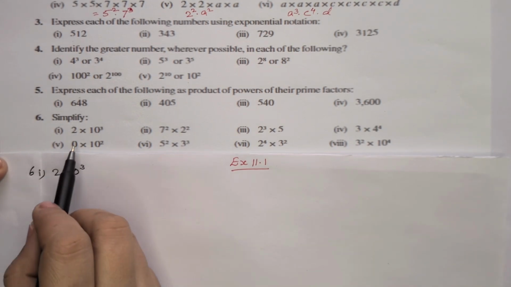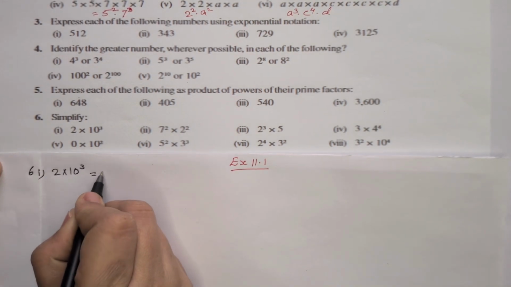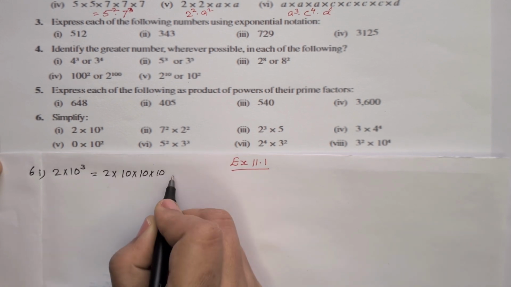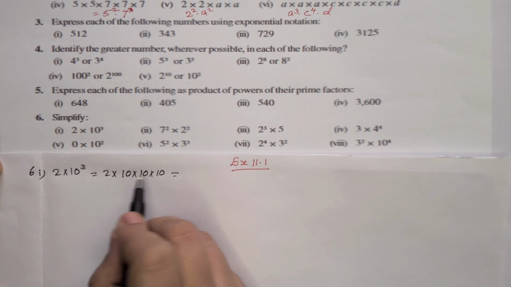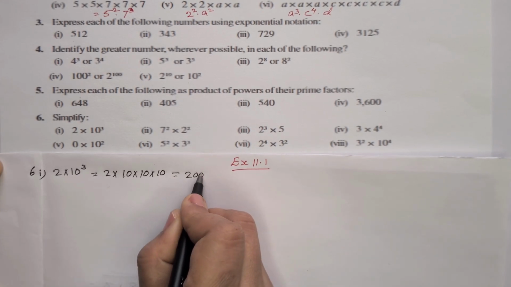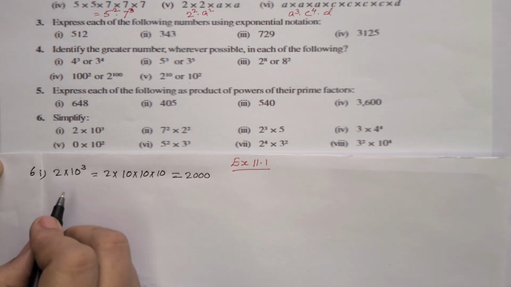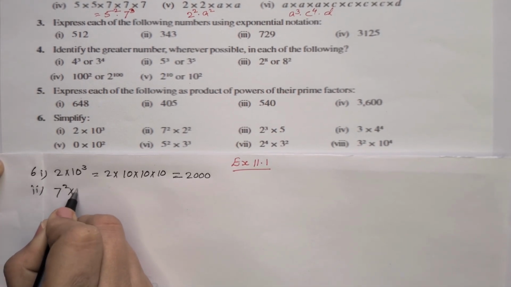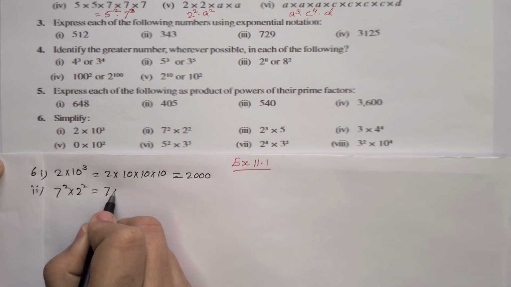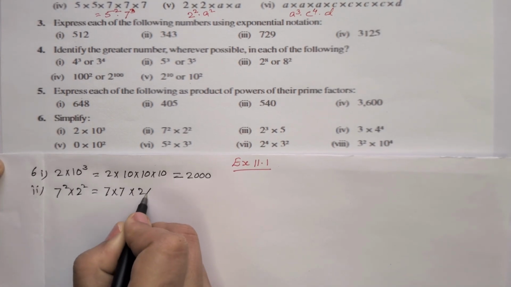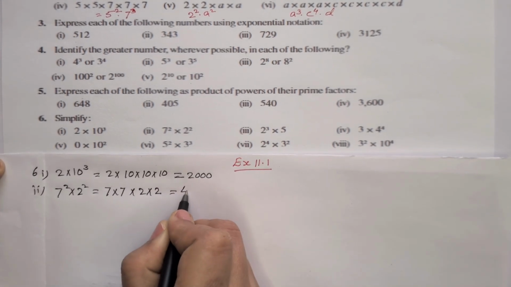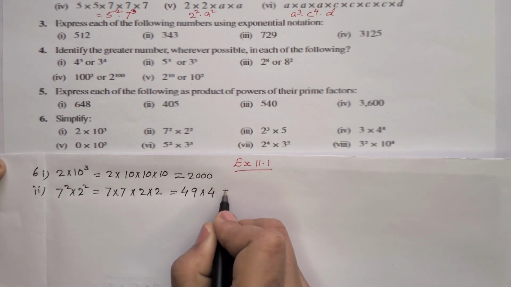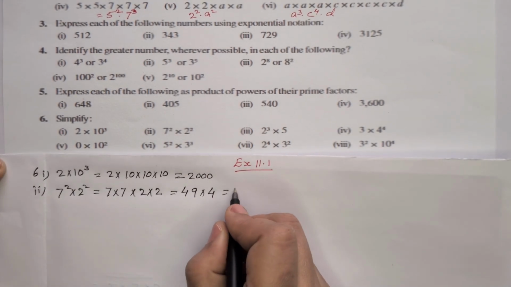Sixth question, simplify. 2 into 10 cube. That means 2 into 10 three times. So this will become 1000. 2 into 1000 is 2000. Next number 7 square into 2 square. 7 square means 7 into 7, 2 square is 2 into 2, which means 7 into 7 is 49, 2 into 2 is 4. 49 into 4 it will come 196.